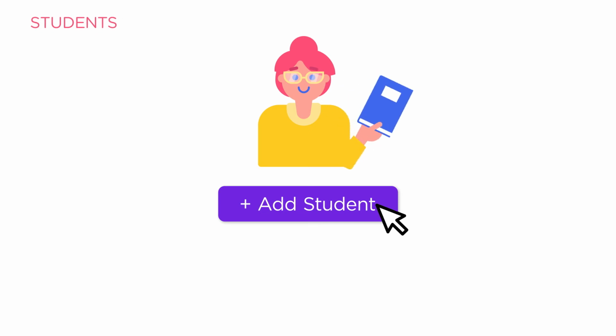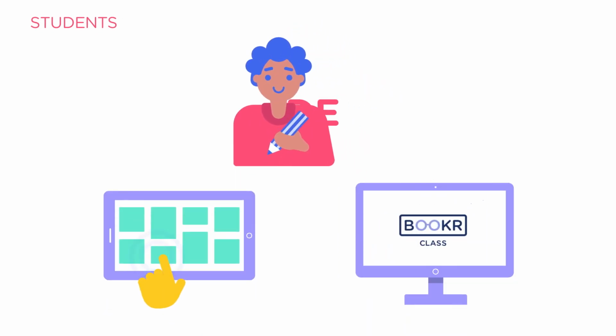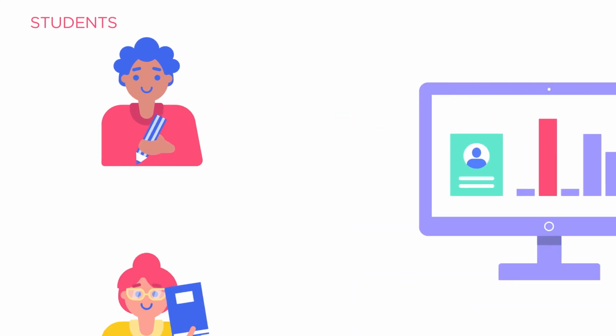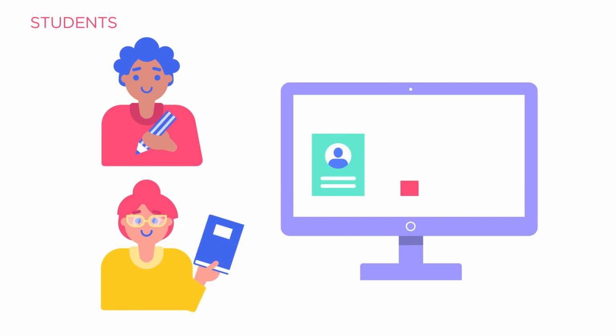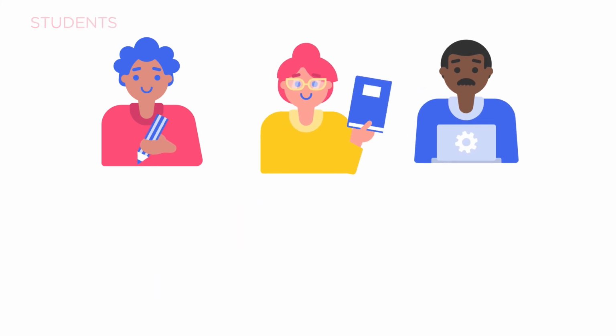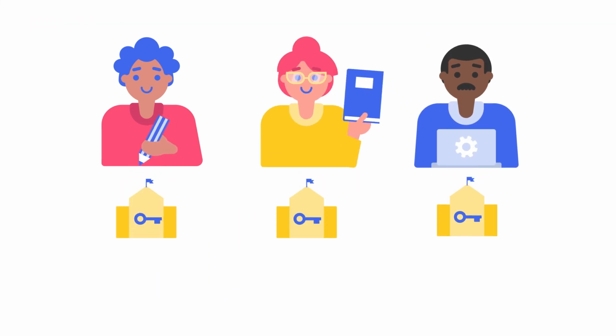Students are added to the Teacher's Dashboard by teachers. They can only access the BOOKR Class mobile and desktop app with their student code. The moment they start using the mobile or desktop app, their reading activity can be followed in the Teacher's Dashboard in the Statistics section.